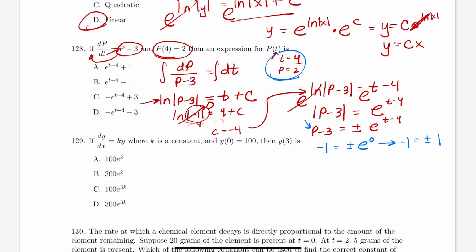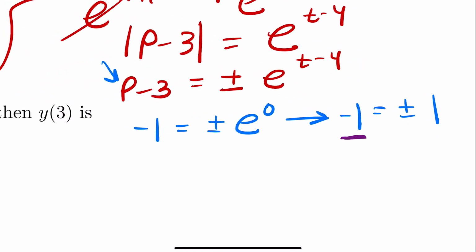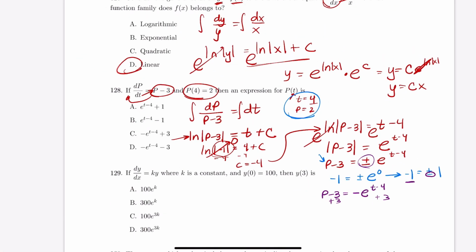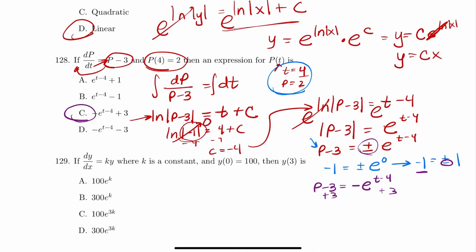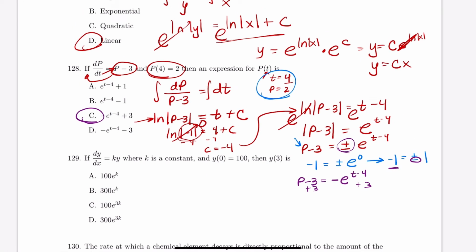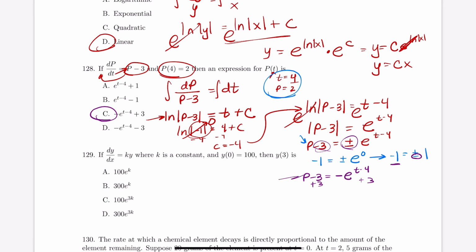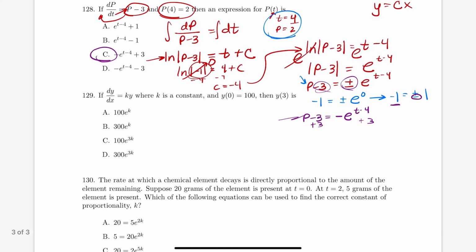So in this case, this is that case where the left side has to be negative. So that means we have to go with the minus when it comes to the plus or minus. So ultimately, p minus 3 is equal to negative e to the t minus 4. And then I'm going to add 3 to both sides. And that is c, right? Yes, good. And even though you probably could have just chosen c because that's the only one that made you do the plus 3 on the other side, this is essentially how you do it. And that's how you test to see if you're going to use the plus or minus version of your differential equation.